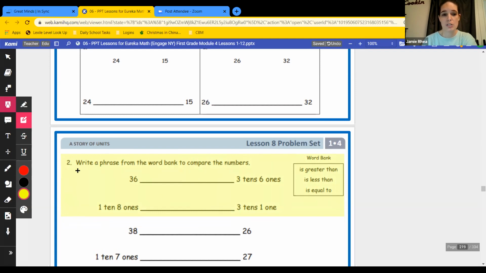Let's look at our directions. Write a phrase from the word bank to compare the numbers. Here's your word bank. Is greater than, is less than, is equal to. 36 is greater than, less than, or equal to 3 tens 6 ones. Okay, same thing. 1 ten 8 ones is greater than, less than, or equal to 3 tens 1 one.